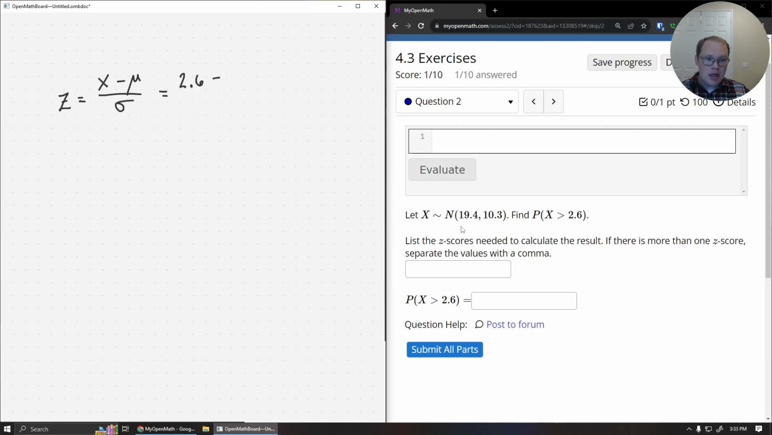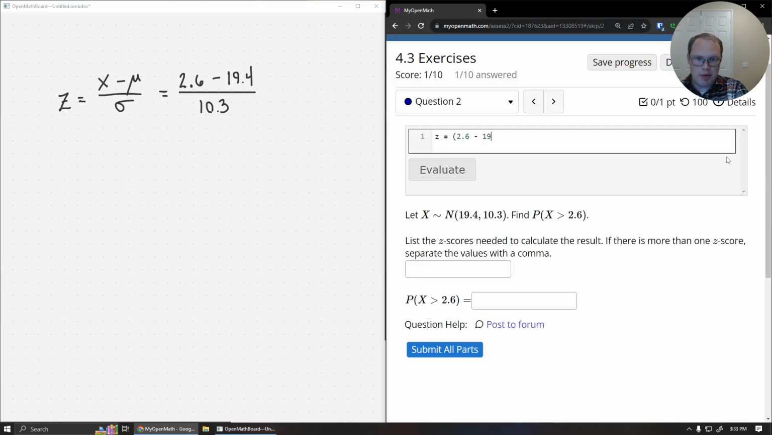Subtract the mean. Looking at the notation here, the normal distribution has a mean of 19.4 and a standard deviation of 10.3. So 2.6 minus the mean of 19.4, divided by the standard deviation of 10.3. So let's calculate that and get our z-score.